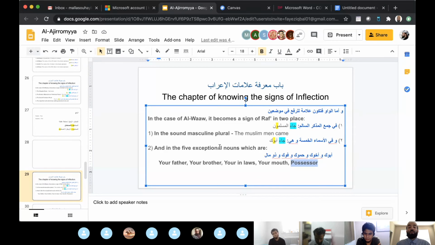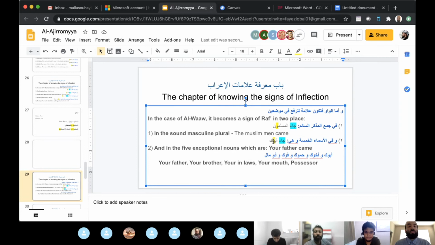And waw becomes a sign of rafa for them. So for example, if I said ja'a abuka, that means your father came. So this waw tells you that abuka has the inflection of rafa. And because abuka is marfu', meaning it has the inflection of rafa, based on the sentence you can tell that abuka is the subject.